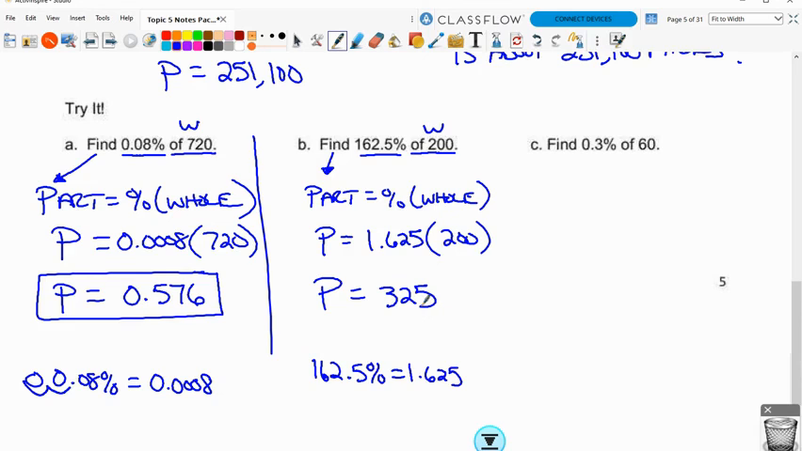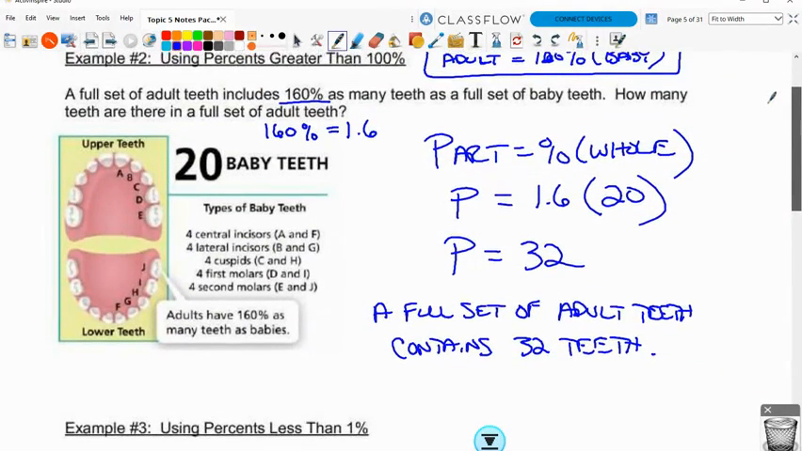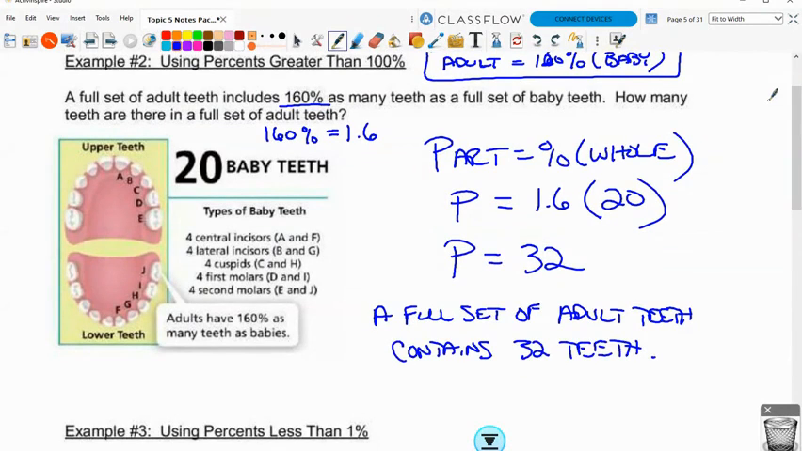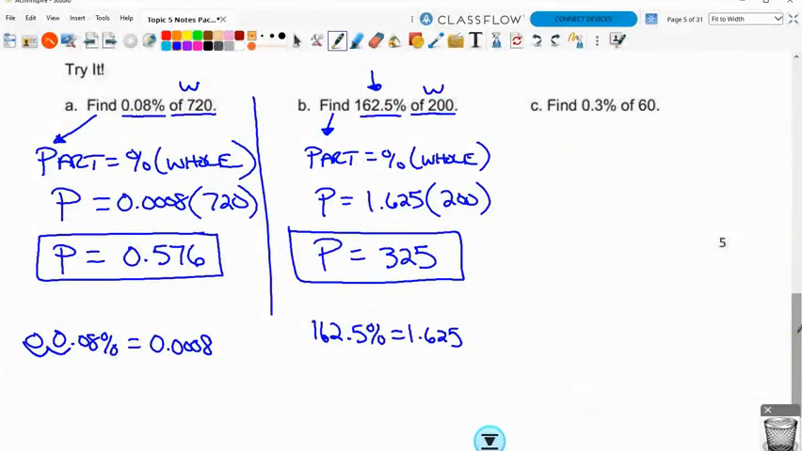325. And this answer makes sense because, once again, our percentage right here was over 100%. Just like we looked at with this example with the teeth, when your percentage is greater than 100%, your end result has to be bigger than what we started with. Our end result was 32 teeth. We started with 20. Well, in this example, our end result is 325, and we started with 200, and that makes sense because this percentage was over 100%.